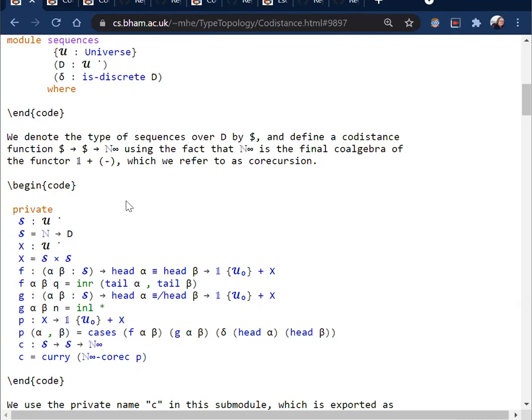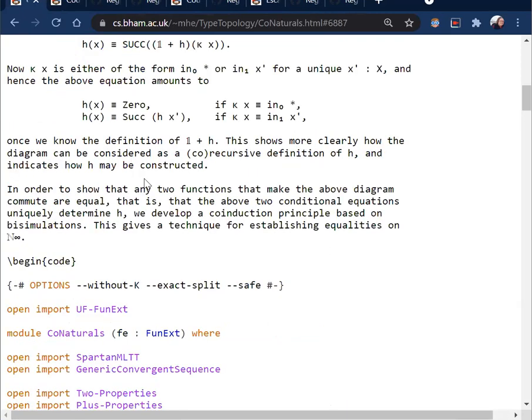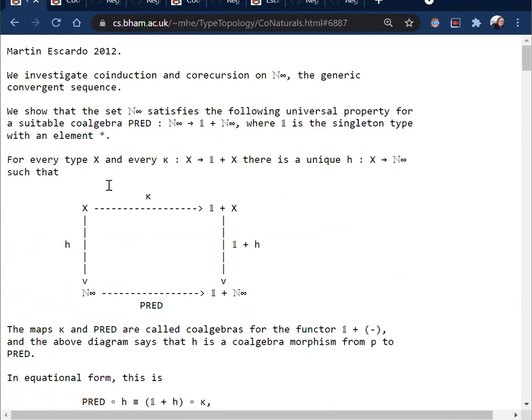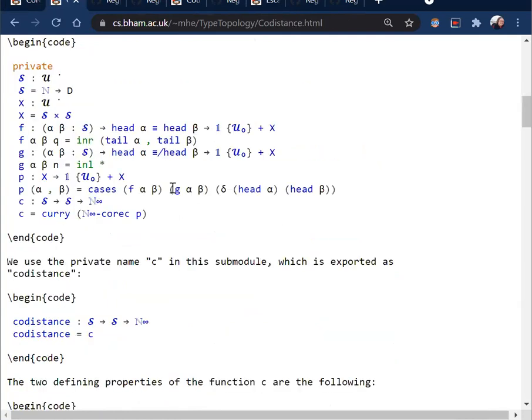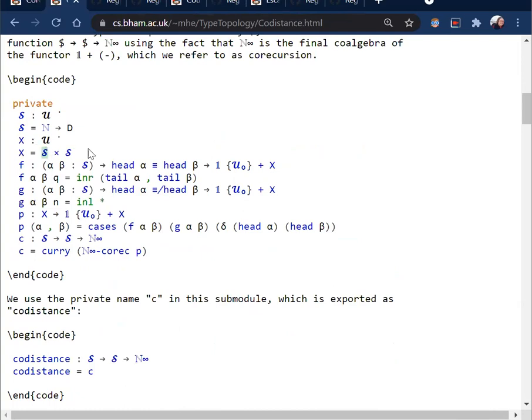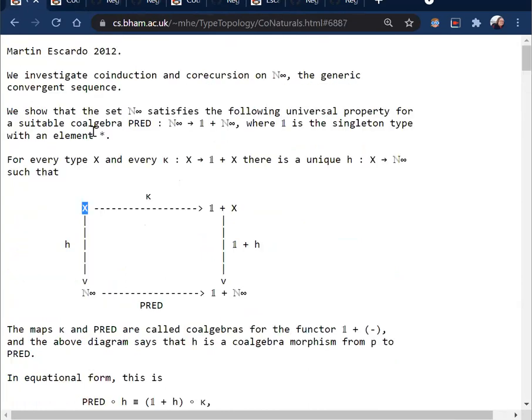So briefly, I can show you the co-recursion property. I'm not going to go over this in a huge amount of detail, but the idea here is that the codistance will be this recovered homomorphism H. For every type X, and X here is actually 2 streams of discrete type, because remember, we're comparing 2 streams for the codistance of them. So that's the X here, 2 streams. Just keep that in mind.